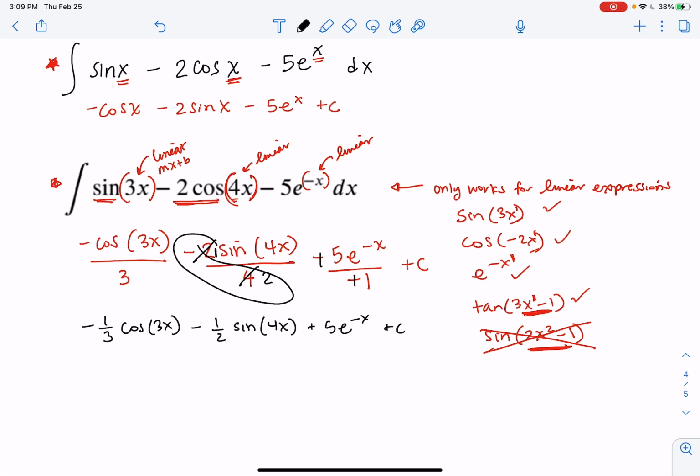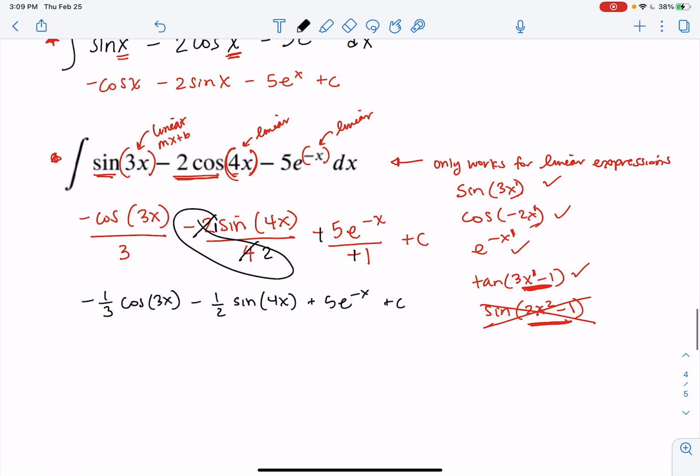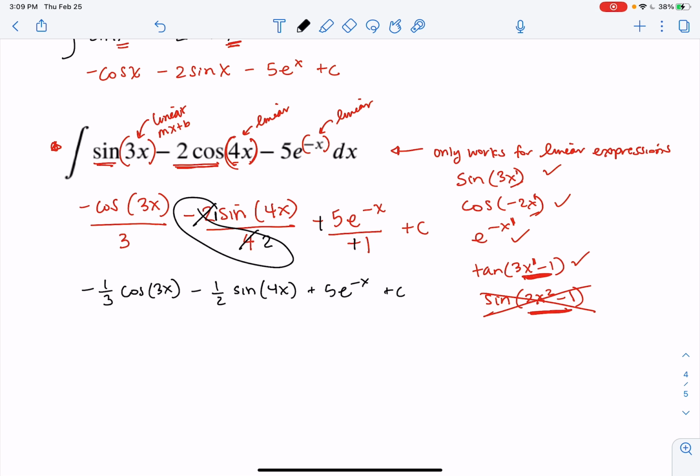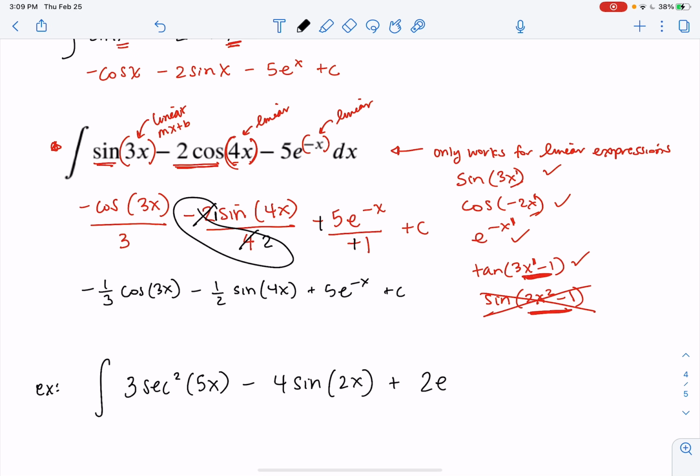So that's how you use the backwards chain rule. Let's see if we can do another problem for practice. So what if I gave you 3 secant squared of 5x minus 4 sine of 2x plus 2e to the 3x. So pause the video here and give this one a shot.